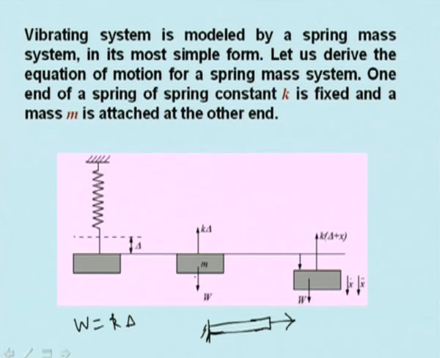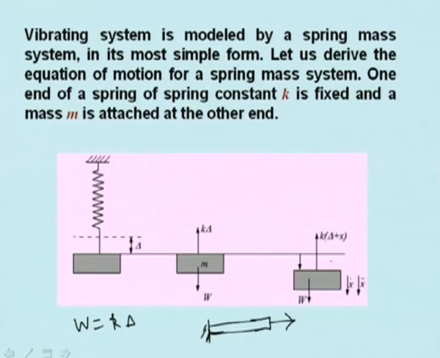Now we see that W is equal to K delta, but here on this side there is a force W, on the other side the force is K delta plus x. Naturally it is unbalanced. So the unbalanced amount is what? Kx. So that is a restoring force that will try to bring it back to the original position.